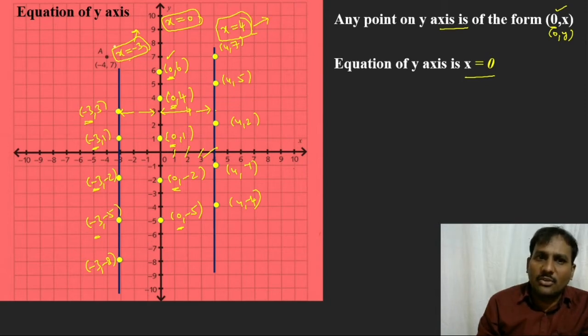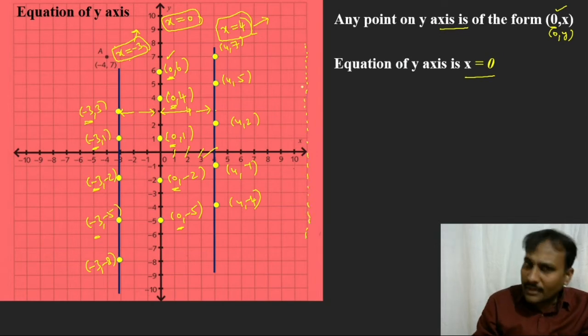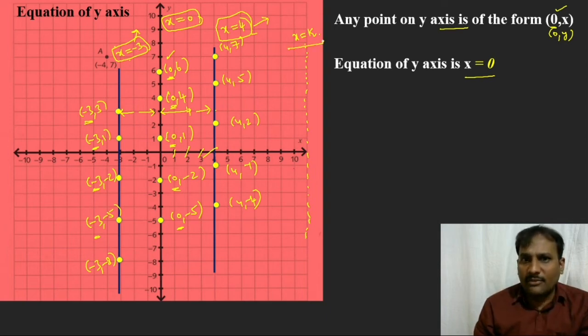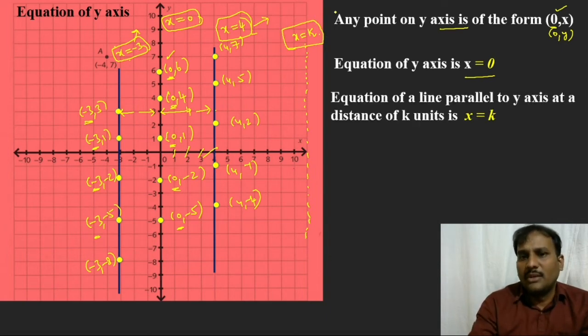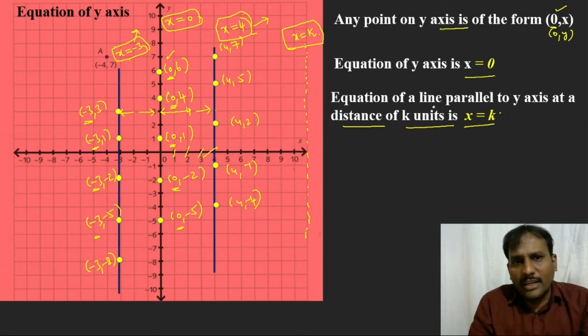So x is equal to minus 3, x is equal to 4. So somewhere here it is k units from y-axis. Then what will be its equation? Yes, it is x is equal to k. So any line which is parallel to y-axis will be of the form x is equal to k. So equation of a line parallel to y-axis at a distance of k units is x is equal to k. So this is how we get the equation of x-axis and y-axis.